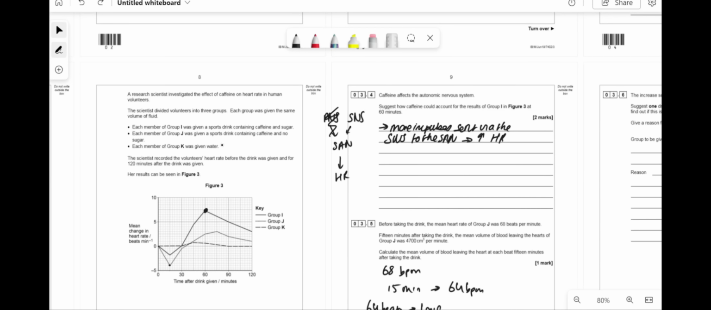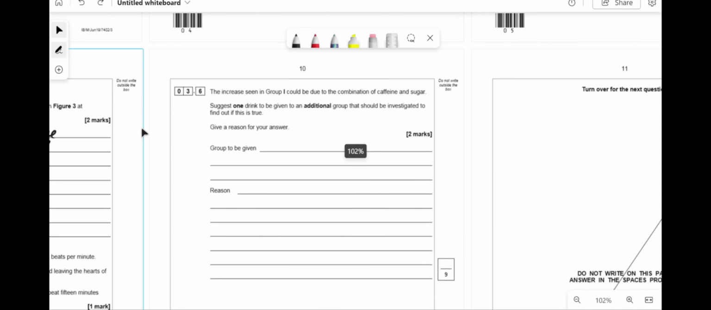If we wanted to find out if sugar had a role, then they would have to add another drink where it's just water and sugar with no caffeine, because we don't want caffeine to potentially affect the results. So the group should be given sugar, water, and no caffeine. You need to say no caffeine. You need to make that crystal clear. Why? To see if the increased heart rate is due to caffeine alone, or if sugar plays a role.